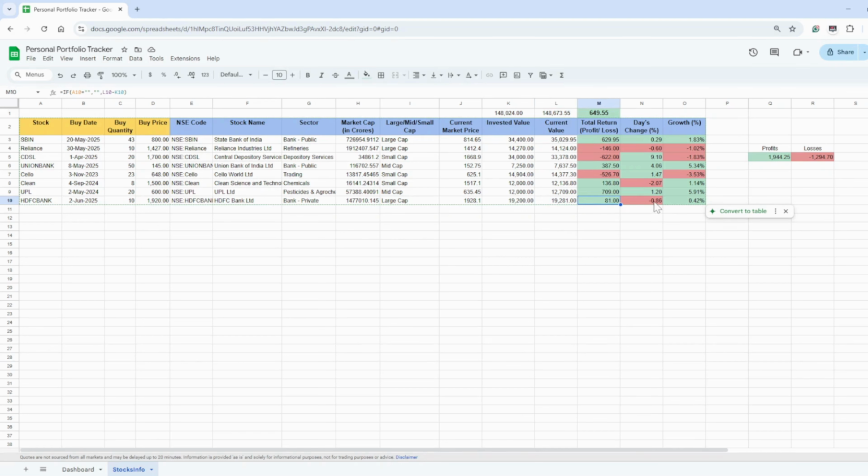What is the day's change? It has gone down. And what is the growth, like how much percentage I have got till now? 0.42. Now here I am calculating the total invested value, here the current value, and then here the sum of all the returns I am getting. This is required for the dashboard. Here I am also calculating the profit and losses, that is, not how many stocks, actually how much is in profit and how much is in loss.